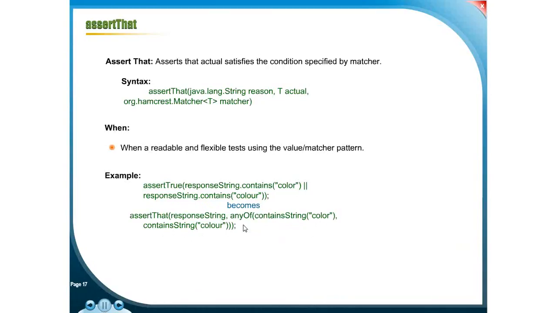So contains string color, any of this. You can see the any of method, which is taking two arguments here: contains string color, comma, contains string color. So the same assert true can be written like this by using assert that. Here we are matching with a set of values.